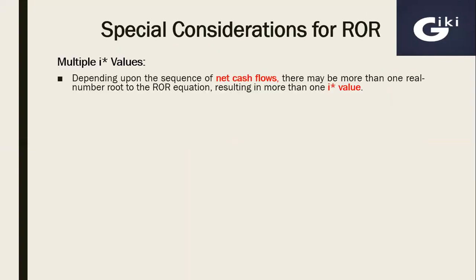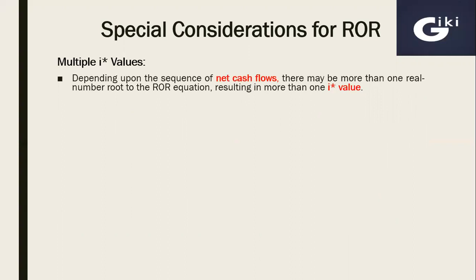So, special considerations for rate of return. First of all, we have to consider the possibility of existence of multiple rate of return values. Depending upon the sequence of net cash flows, there may be more than one real number root to the rate of return equation, resulting in more than one rate of return value. So we need to consider multiple ROR values.